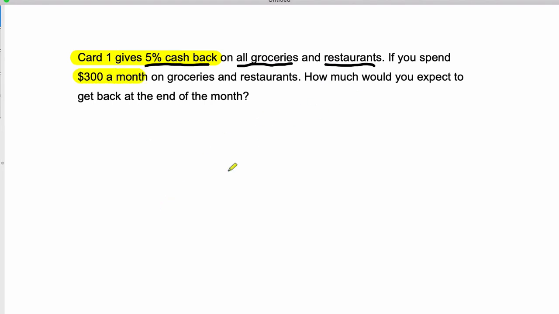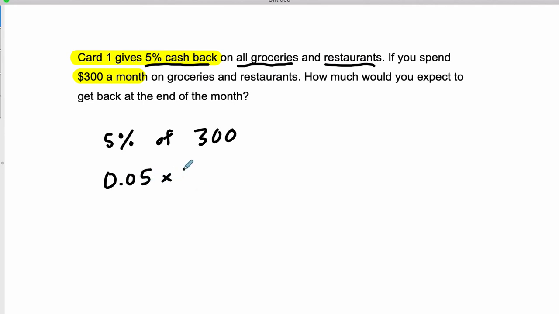And, you know, how much would you expect back at the end of the month? Well, you would expect back 5% of $300. And this money, usually it won't get mailed to you as a check. Again, it'll just get added onto your account, so you have to pay that much less the next time. But all you have to do is find 5%.